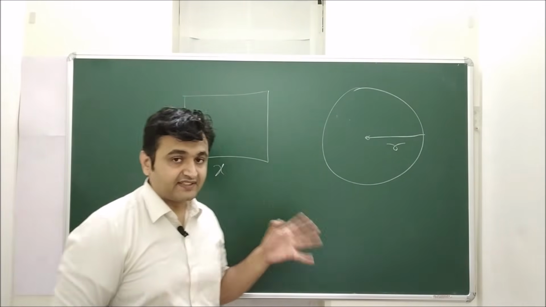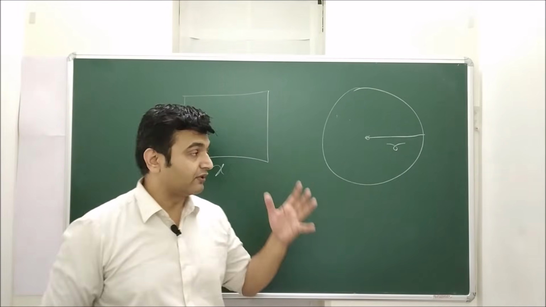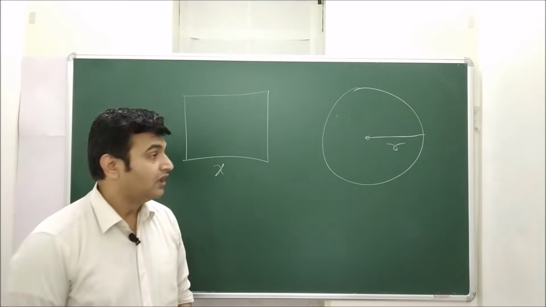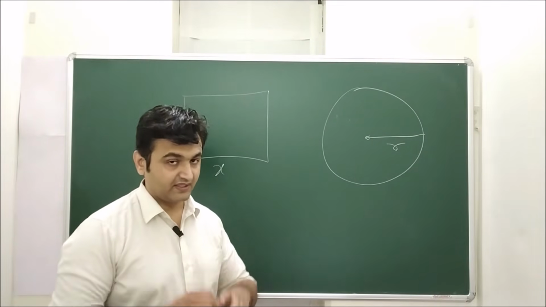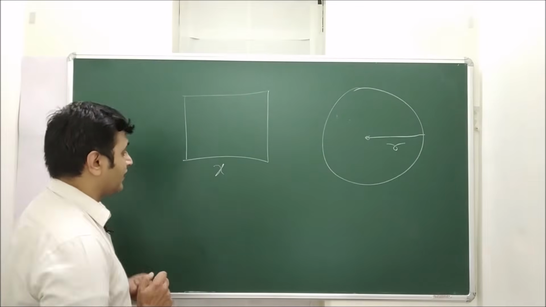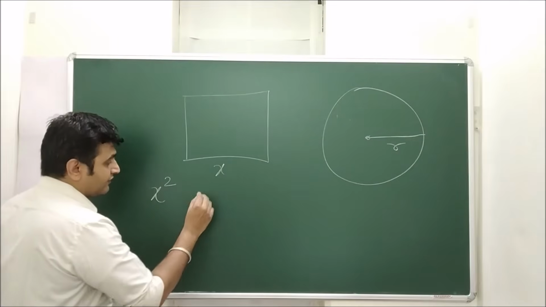What should be the value of x and r so that you have the maximum light possible? Okay, so you can have the maximum sunlight inside the house. If that is the case, what should be x and what will be r? That's what the question is. Okay, now what is the area of the square? It is x square. What is the area of the circle?